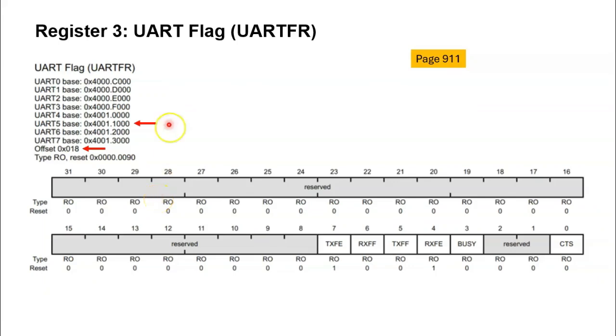Okay, so this is the UART flag register, and you can find this data on page 911 of the datasheet. Now, for the UART flag register, the UART5 base address is 40011000 hexa, and the offset is 018 hexa. It's a 32-bit register. Only bit 0, bit 3, bit 4, bit 5, bit 6, and bit 7 are used.